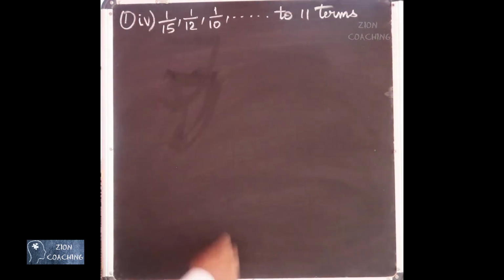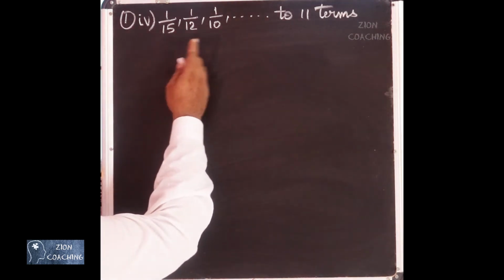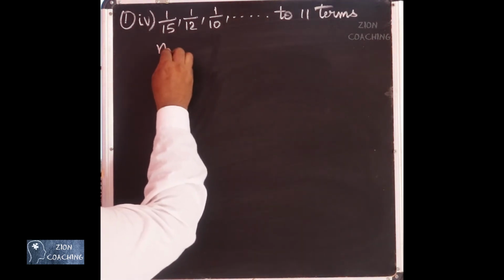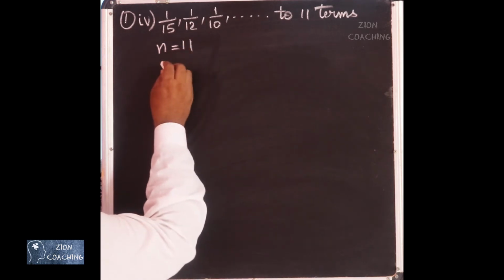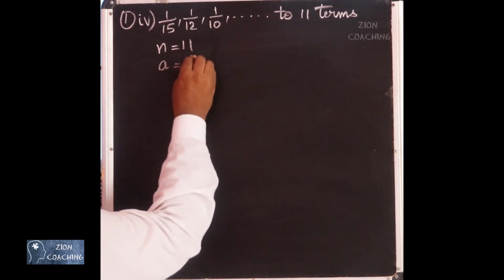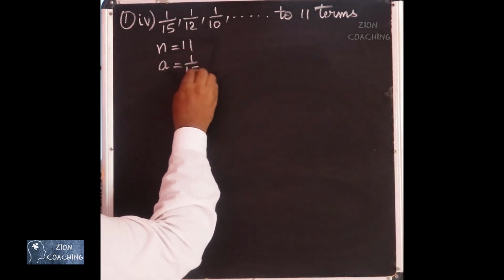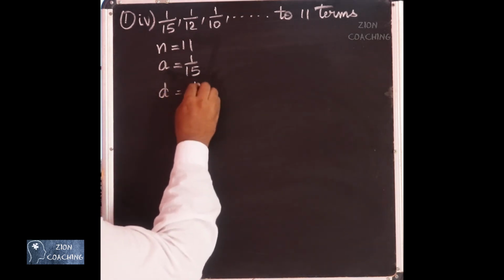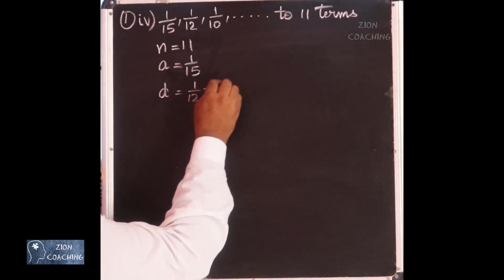In this question we are going to find sum up to 11 terms. So our n value is 11. A value is the first term, that is 1 by 15. D value is your second term minus the first term.